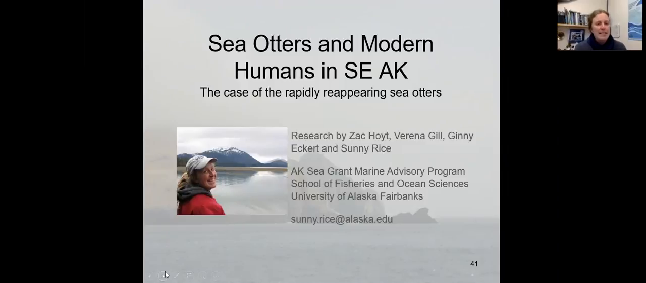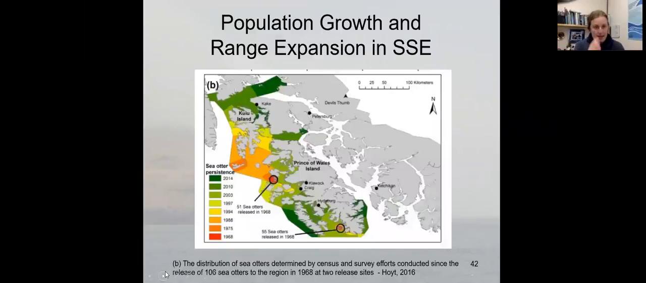So if we can go to the next slide. Sea otters were extinct in Southeast Alaska by 1911, and we had a large gap of time before with no sea otters in our area. Our study area was southern Southeast Alaska, so it was the area bounded here in this map. You can see from the southern end of Prince of Wales Island up to Frederick Sound on the north side. So the information that I'm going to present to you is all just for southern Southeast Alaska.